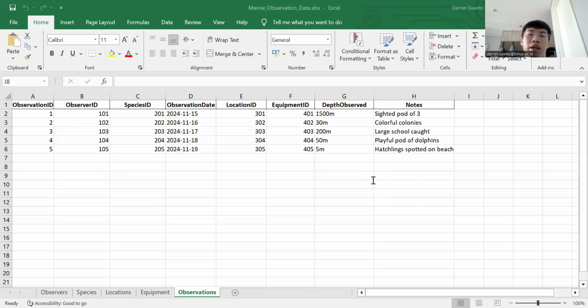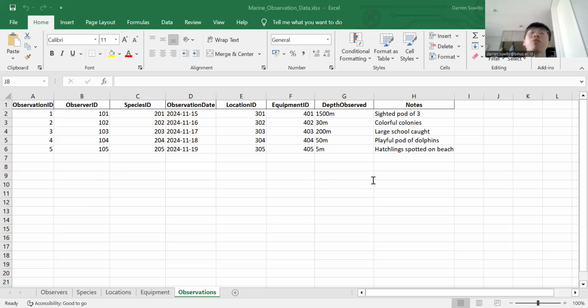So for the ERD or the entity relationship diagram, I used a Crowfoot notation, which represents one-to-many relationships. For example, from observers to observations, species to observations, locations to observations, and equipment to observations. And lastly, for my SQL code implementation, SQL code highlights creation of tables with primary and foreign keys. And I also make an insertion of sample data to insert values into it.